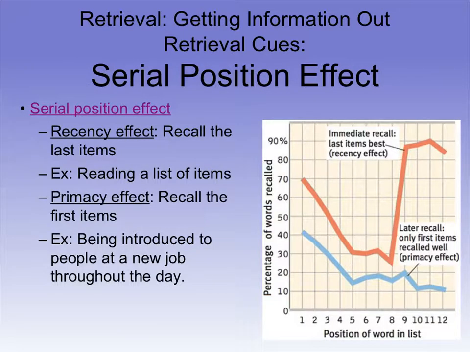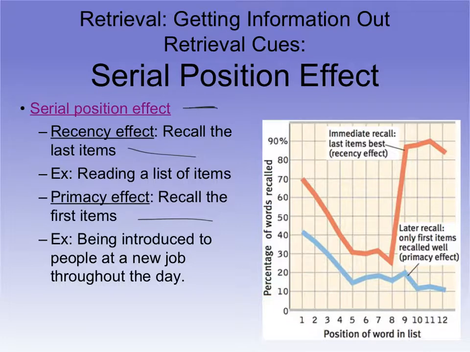All right, final thing for today, serial position effect. If I read a list of names to you, you are more likely to remember the first or the last name. So serial position means remembering the beginning or the end of a list. There's two subcategories of that, which are really saying the same thing. The recency effect means that you're recalling the last items on the list, and the primacy effect means you're recalling the first items on the list.